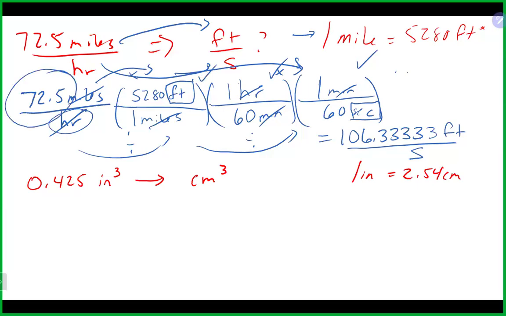So coming back here, we got 3 significant figures. That means we should end up right there at the 6. The rest are 3s, so we'll end up at 106 feet per second as our answer.